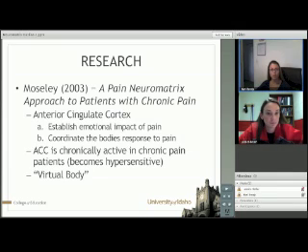Mosley also talks about the anterior cingulate cortex and says that it establishes emotional impact of pain and coordinates the body's response to pain. Some cortical areas of the brain are more involved than others during pain. The anterior cingulate cortex is responsible for asking the question, what should I do now when the body is faced with pain? It is also chronically active in chronic pain patients and becomes hypersensitive.